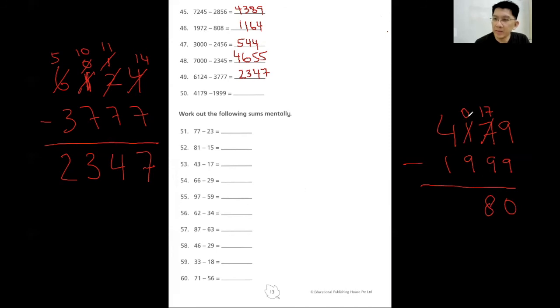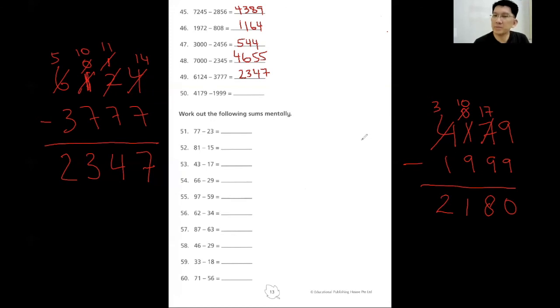So now we have come to the 0. 0 minus 9. Well, I can't do that because there's nothing here. So I need to borrow from 4. Take 1 from 4, leaving 3 behind here. And 0 gets 10. 0 plus 10 is 10. 10 minus 9 is 1. And finally, 3 minus 1 is 2.